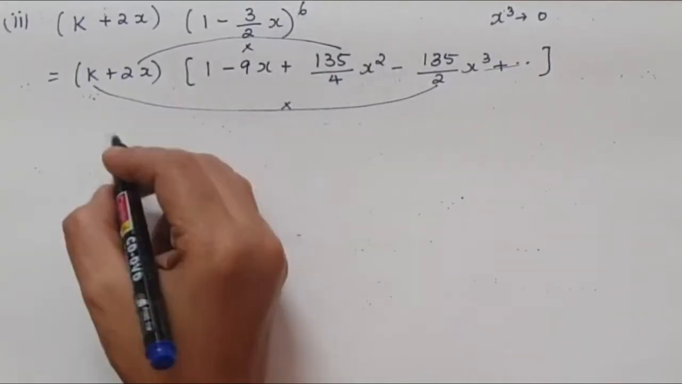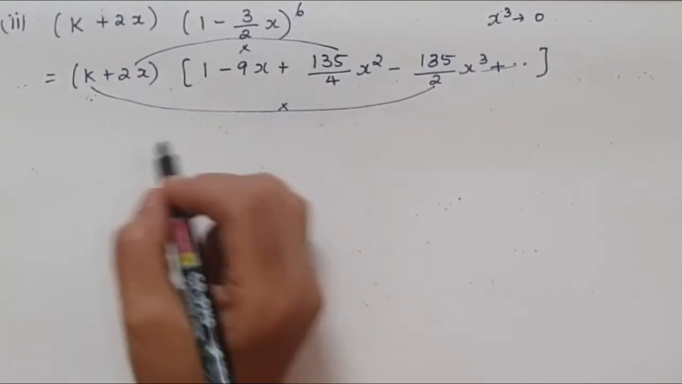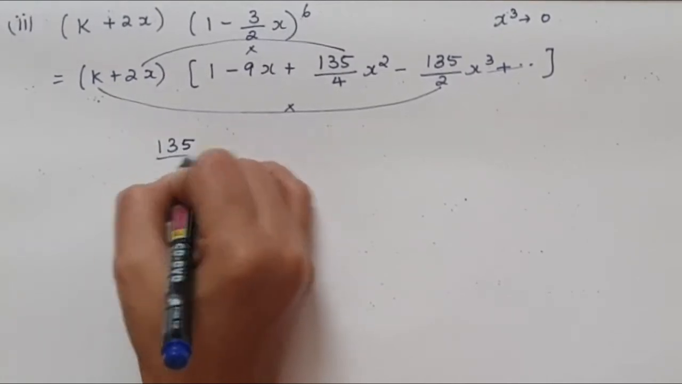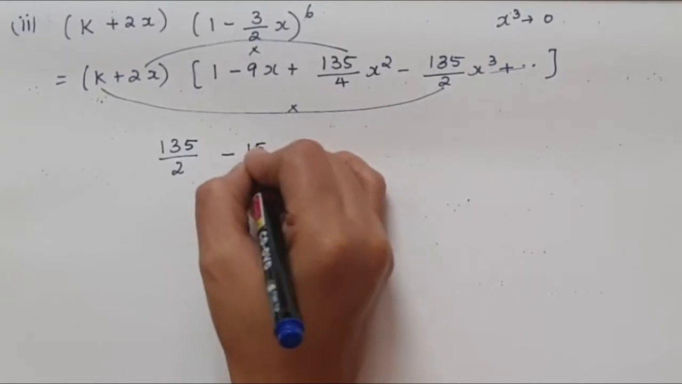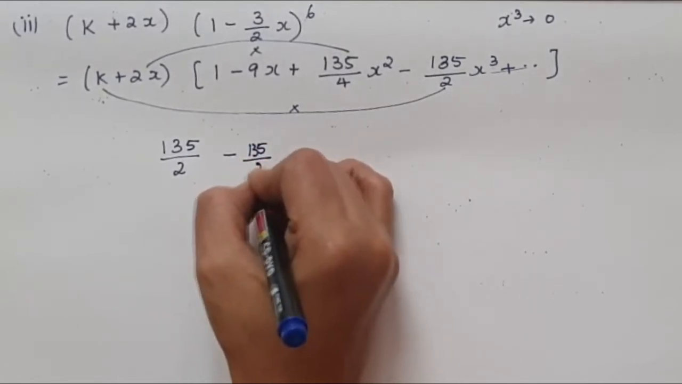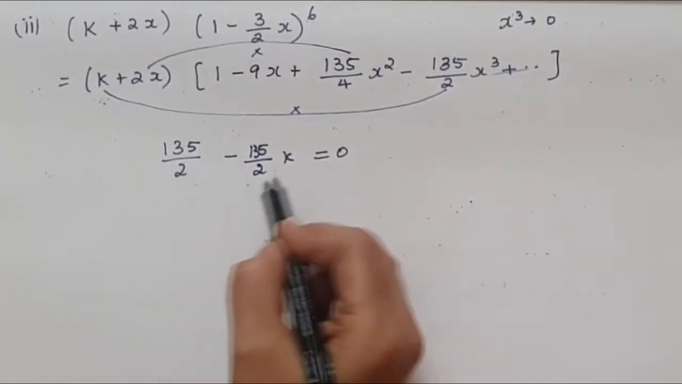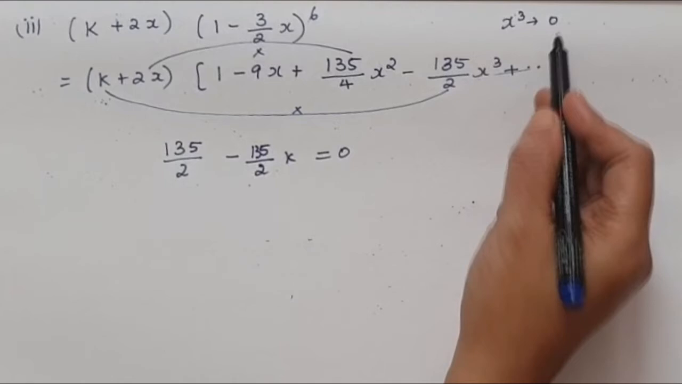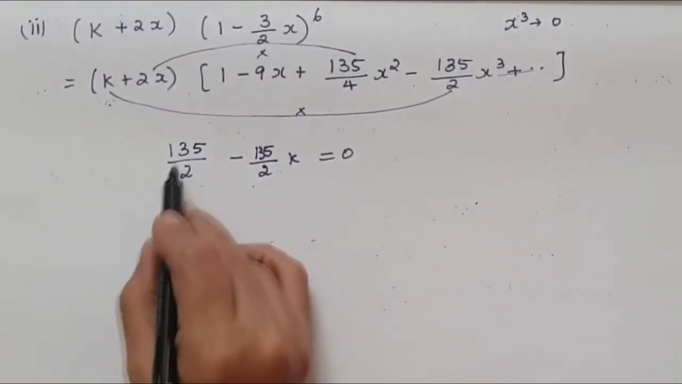That is 2 into this will give us 2 into 135 by 4. 2 and 4 will get cancelled, so it will be 135 over 2. And this one, minus 135 over 2 into k. This will be equal to 0 because this is the coefficient of x cube, and the coefficient of x cube in our question is 0. So now from this we need to find the value for k.